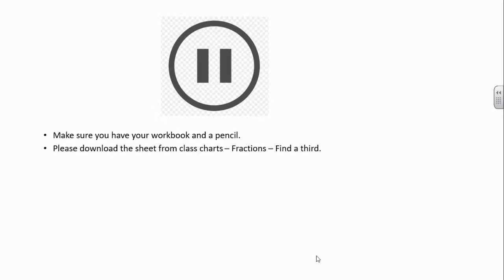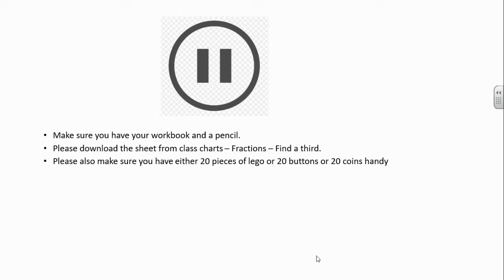Year 2 Maths, Fractions, find a third. Please pause the video and make sure you have your workbook and a pencil. Please download the sheet from Class Charts, Fractions, find a third. Please also make sure you have either 20 pieces of Lego or 20 buttons or 20 coins handy.